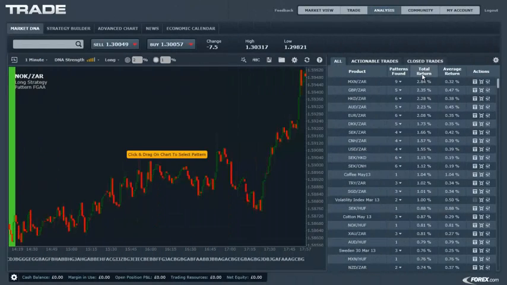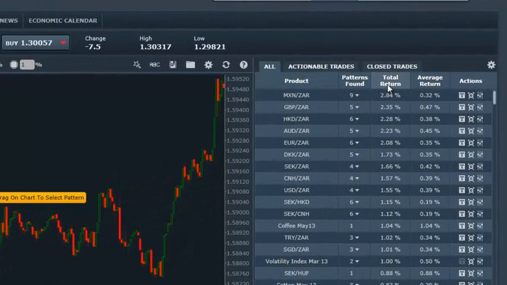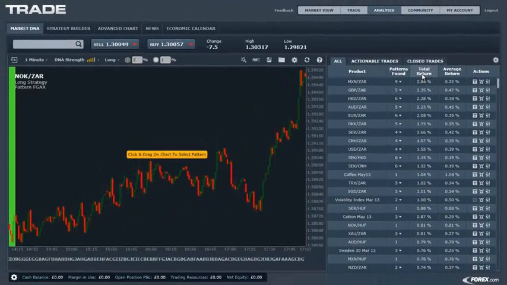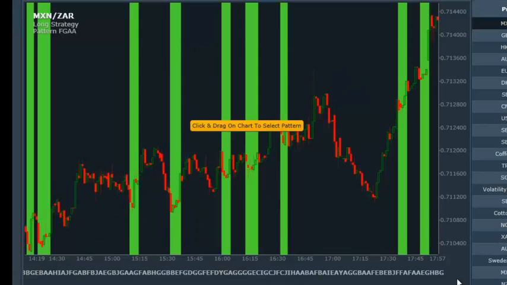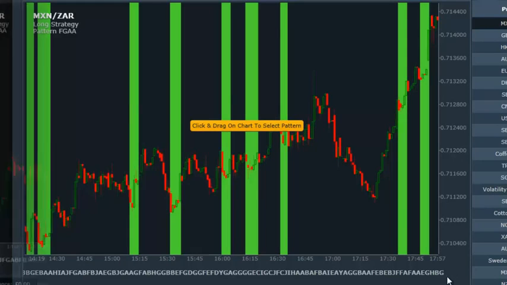So now we can look at the analysis table in more detail. The Mexican peso against the South African rand has given us the highest total return. So let's have a look at that. The green bars indicate that the hypothetical trade is either in profit or closed with a gain. Hovering over the bar shows more detail.